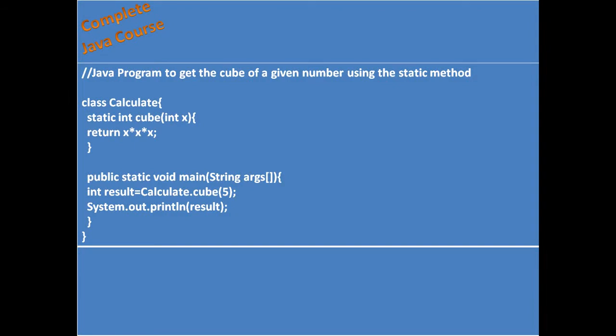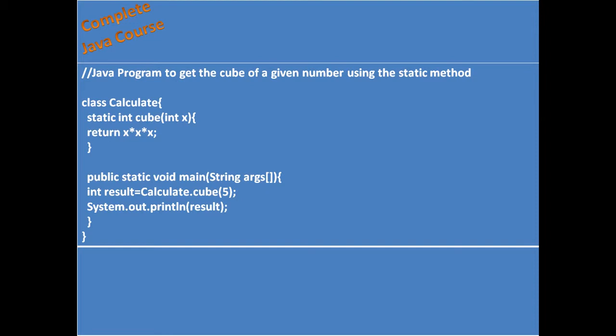Suppose we take an example: a Java program to get the cube of a given number using a static method. Here we define a Calculate class and a static method, and if we pass any number, it will return the result in cube form. So, Calculate.cube. We are calling this cube method with the help of the class. We need not create any object for calling the static method. So it shows you can call the static method with the help of the class name.